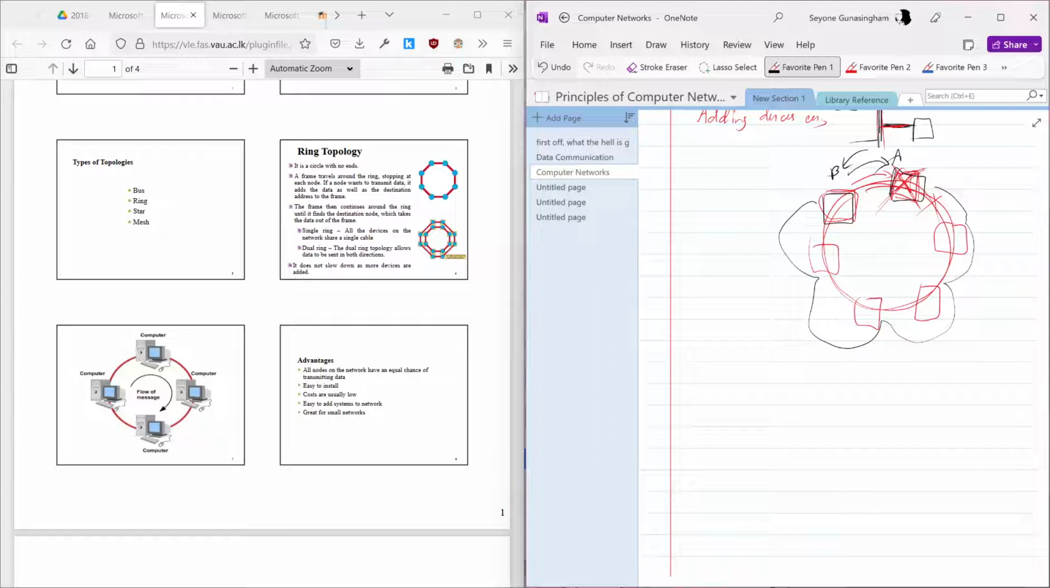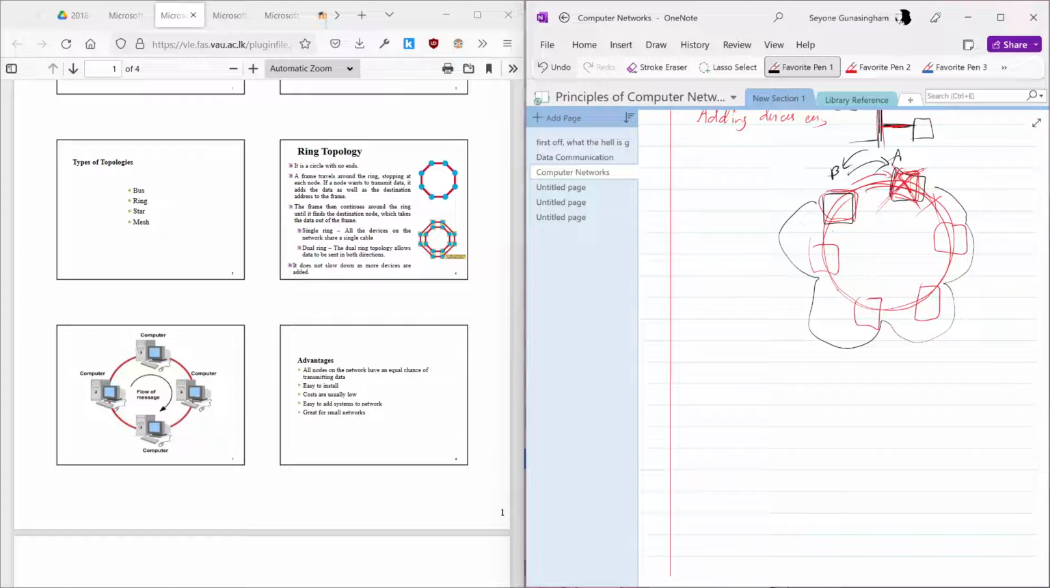That's a disadvantage, right? Advantages: it's dead simple to install. Just daisy chain them along, PC to PC. You've got 5 devices, 6 devices, you need 6 lengths of cable. 6 devices, 6 lengths of cable. It's dead simple, right? If you're doing a dual loop, then 12 lengths of cable.